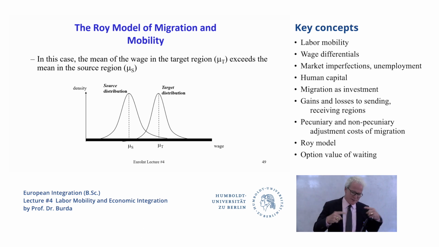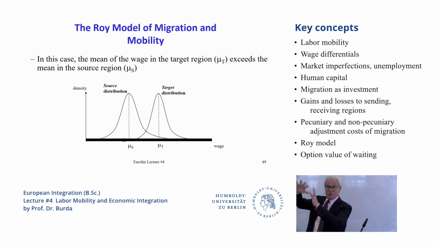The idea of ROI is very simple. You know what you got at home, and if I can look at you and I see your observable characteristics, then I know what you're going to be earning up to a random element. And that random element is the deviation from the mean. And I'm going to assume that's a normal distribution. If I move, I get this other distribution. And you can see that the mean is higher. So if I go over there, I get a draw from a better distribution. But I could also have some bad luck.